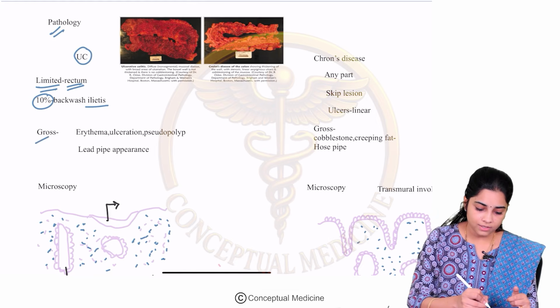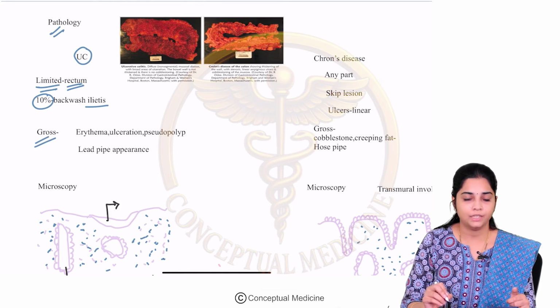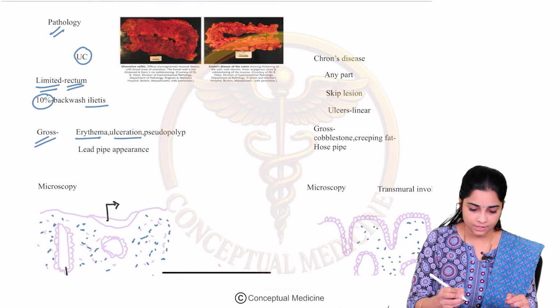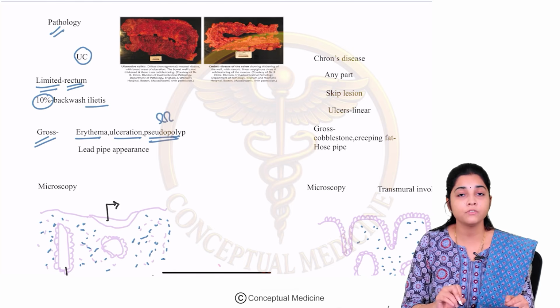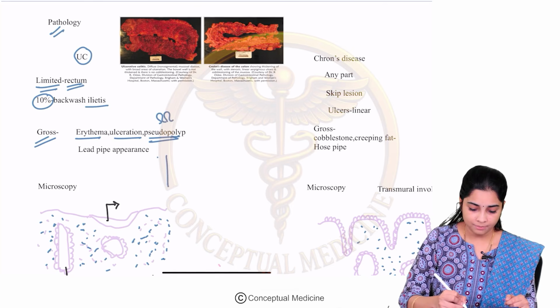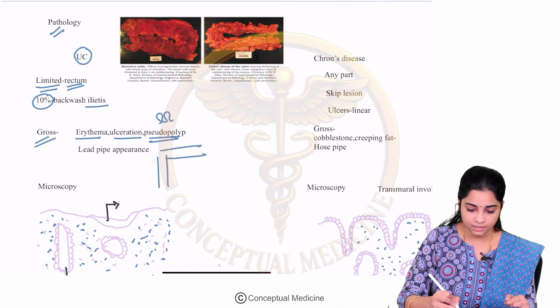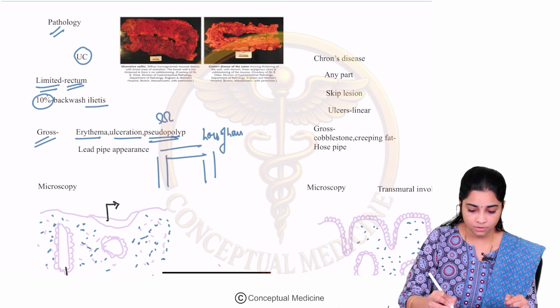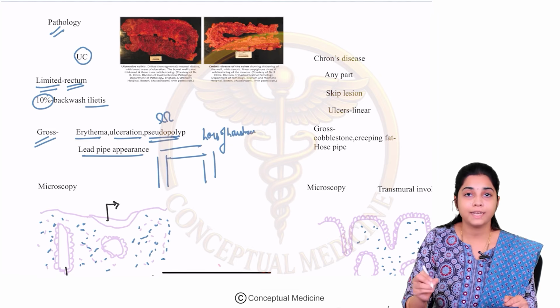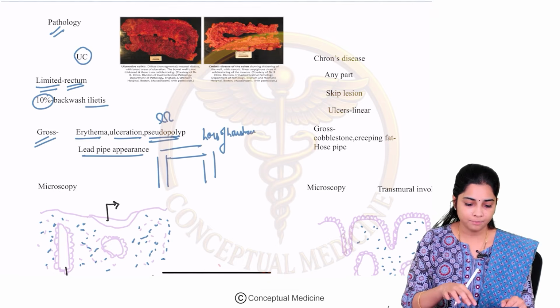So, on the gross pathology, what do you find? You find erythema, ulceration, and there can be formation of pseudopolyps. And what happens is that the colon becomes thickened and there is loss of haustra, leading to a lead pipe appearance.